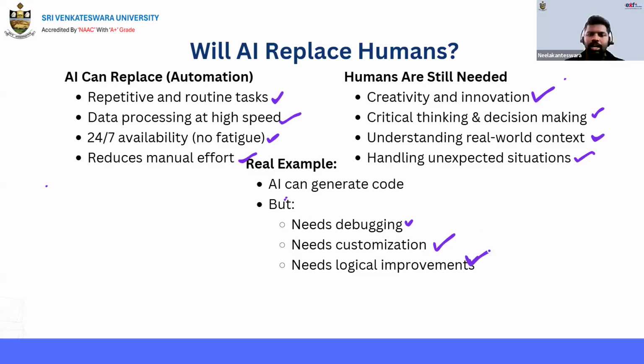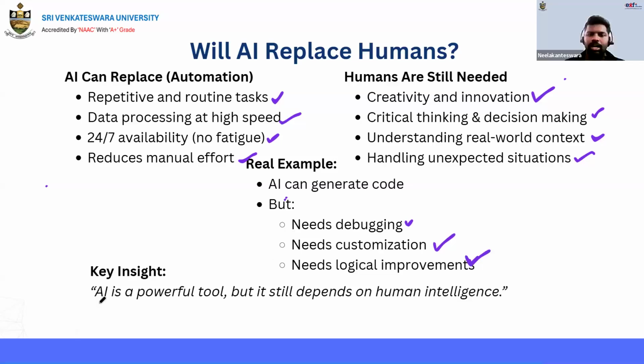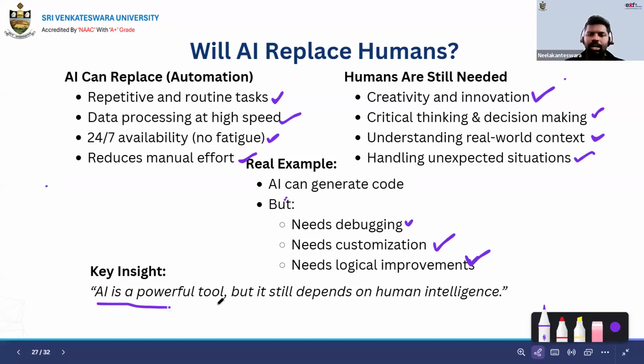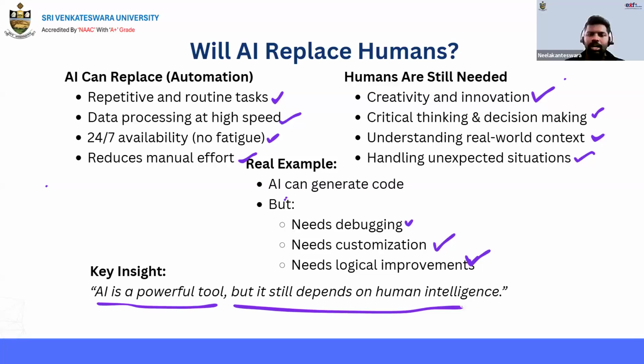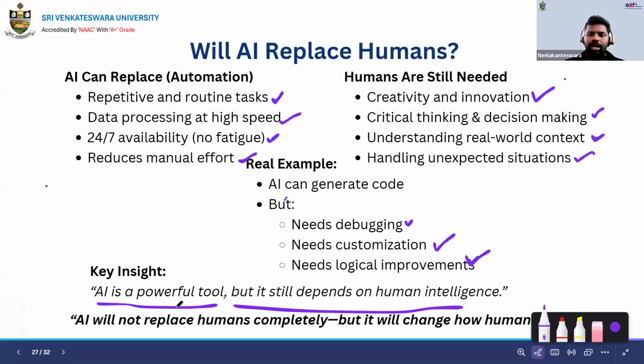That means when I say it is a powerful tool, it still depends on human intelligence. That's the thing. AI is a powerful tool, no doubt about that, but it still depends on human intelligence. So AI will not replace the humans completely, but it will change how humans work.